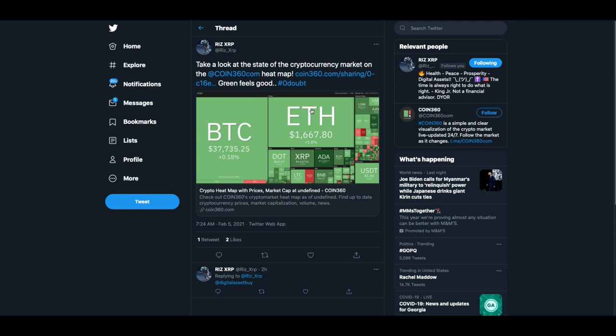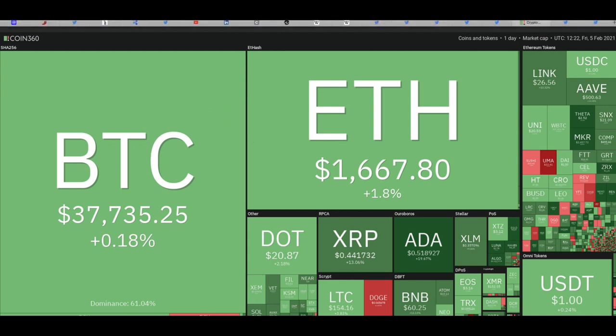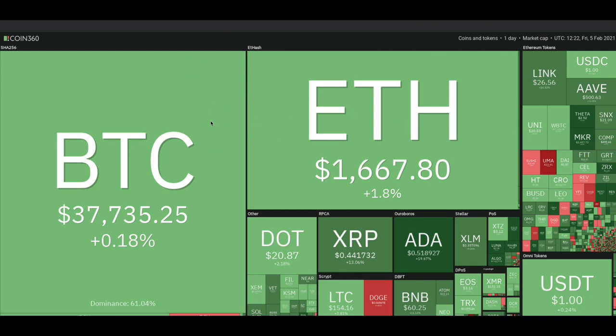I thought this was interesting. Riz XRP: take a look at the state of the cryptocurrency market on Coin360. This is, let's see this website, coin360.com. This is an interesting visualization. Let me see if I can do a refresh and get an update on that. This is an interesting visualization of the crypto markets. We're seeing a lot of green today.